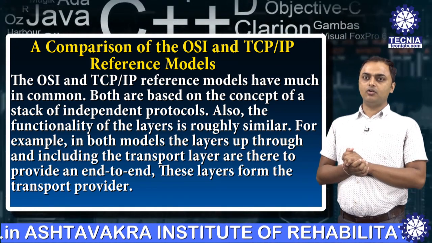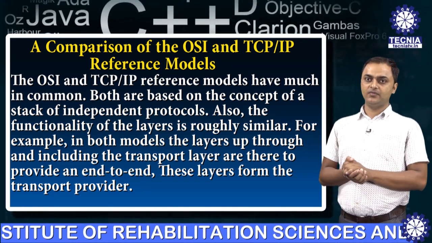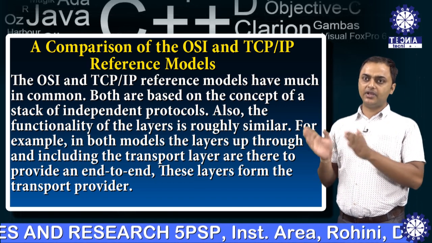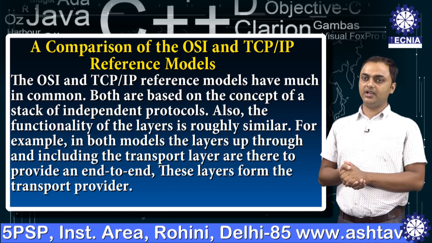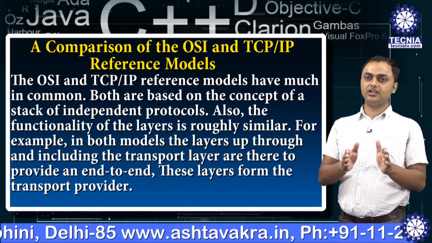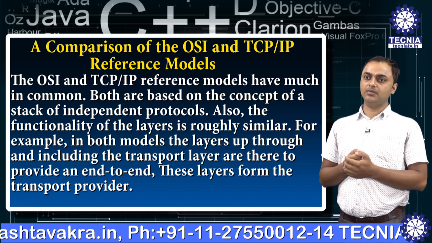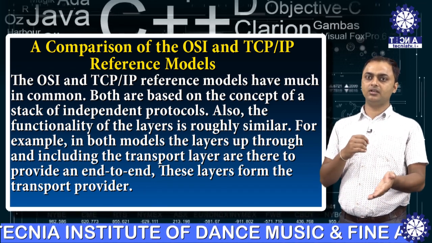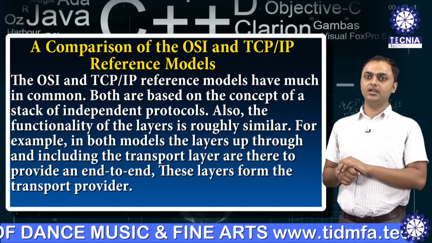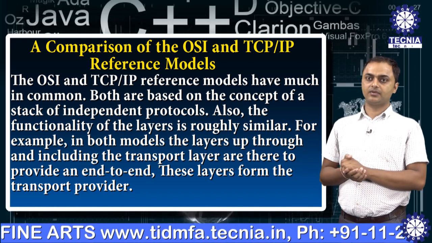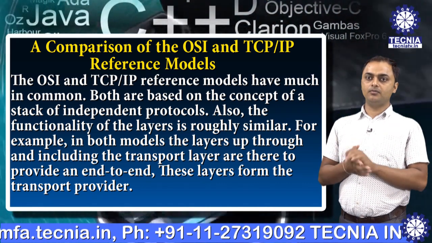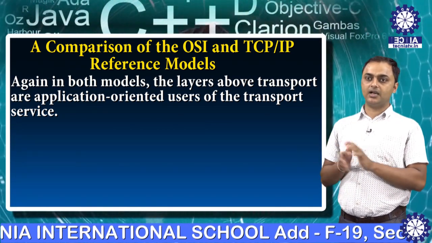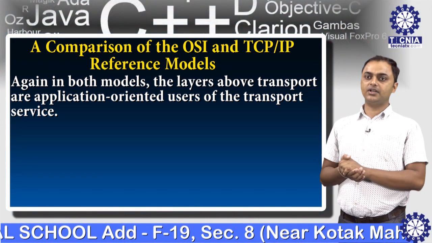Now a comparison of the OSI and TCP/IP reference models. The OSI and TCP/IP reference models have much in common. Both are based on the concept of a stack of independent protocols. Also, the functionality of the layers is really similar. For example, in both models, the layers up through and including the transport layer are there to provide an end-to-end network-independent transport service. These layers form the transport provider. Again, in both models, the layers above transport are application-oriented users of the transport service.